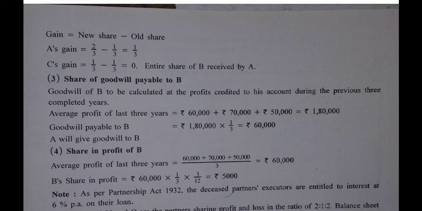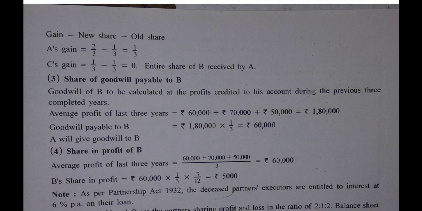Okay, the third working note, share of goodwill payable to B. Goodwill of B is to be calculated at the profits credited to his account during previous 3 completed years. So average profit of last 3 years, 60 plus 70 plus 50. You know this concept. This is a part of chapter 3. So the new value of goodwill is 1,80,000.